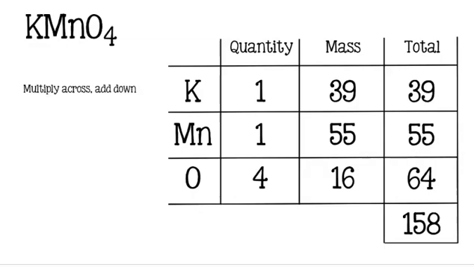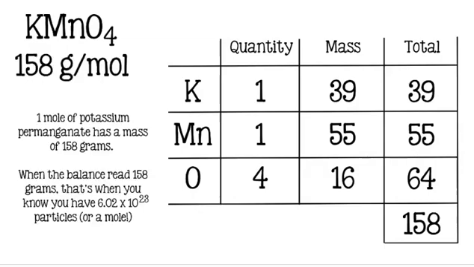When we put all that together, we end up with 158 grams of KMnO4. This means that 1 mole of potassium permanganate has a mass of 158 grams. When the balance reads 158 grams, you know that you have 6.02 times 10 to the 23rd particles, or a mole.